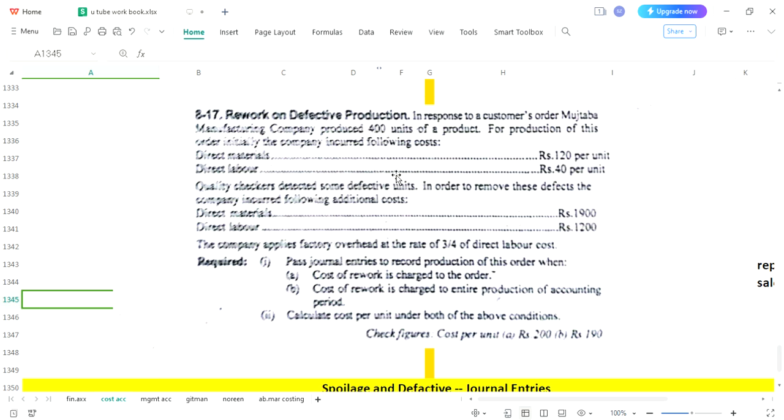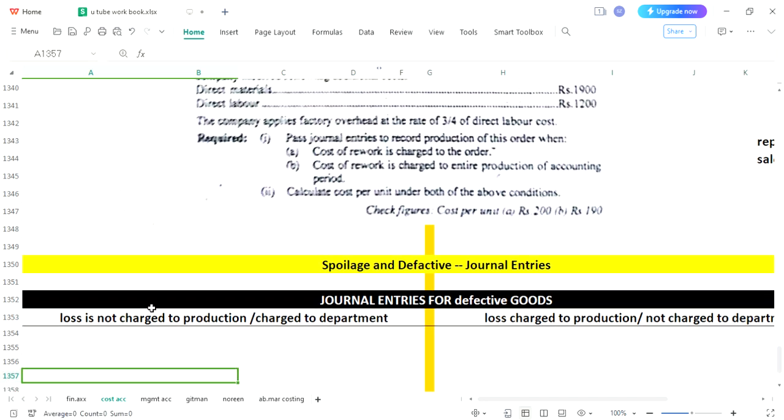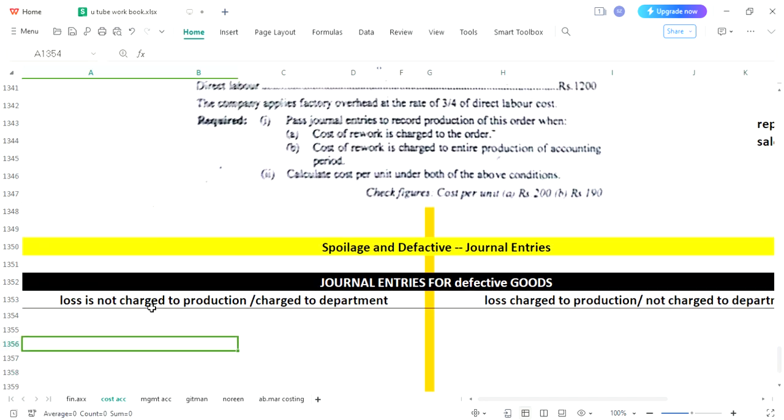Journal entries, as usual, we will be doing. Come to the requirement: pass journal entries to record the production. Again, there are two parts: loss is charged to the production and loss is not charged to the production. Calculate cost per unit. This is a new thing and we will discuss it later on. The whole volume of the question is in front of you. Since we are required to make journal entries, let's start and directly narrate our first journal entry.